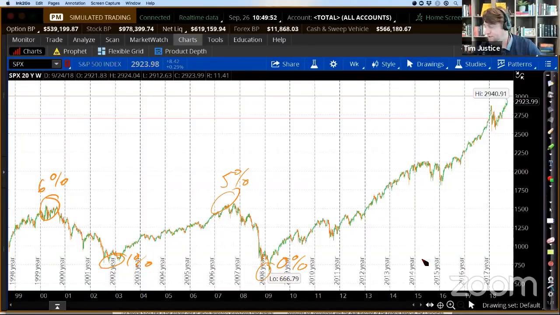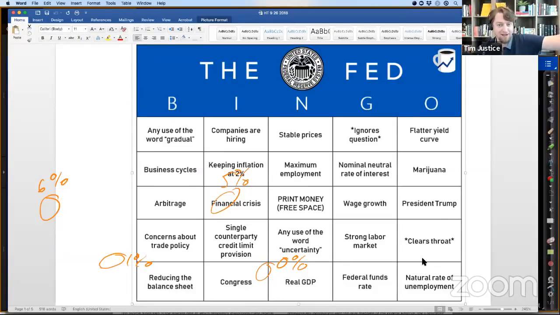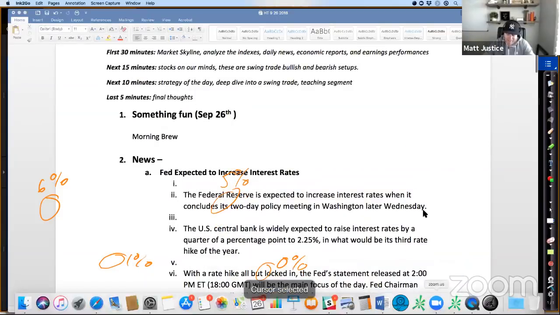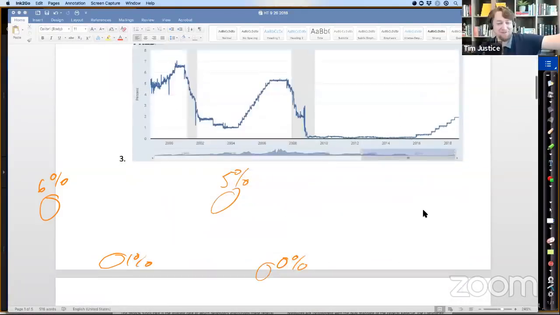If you had interest rate in your bingo chart, you probably just won bingo, is what I'm guessing. I just heard it about 12 times in a row. That's right. Interest rate hikes. I did see the Fed bingo thing Cody found. That was pretty clever. Again, Morning Brew. Thumbs up. Very, very good.